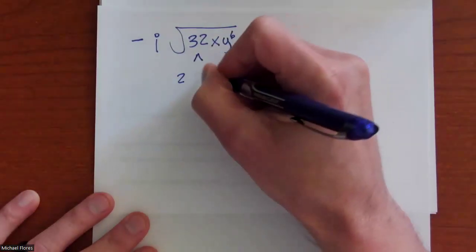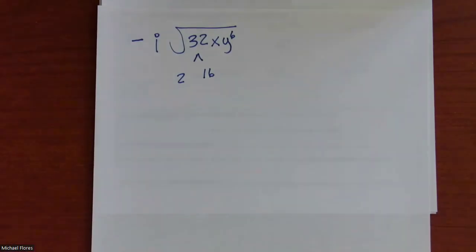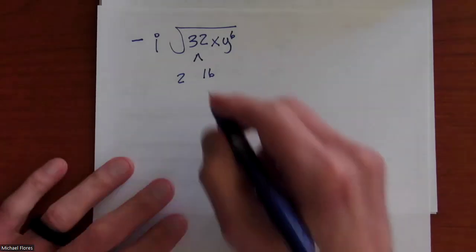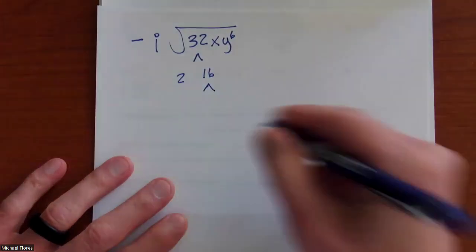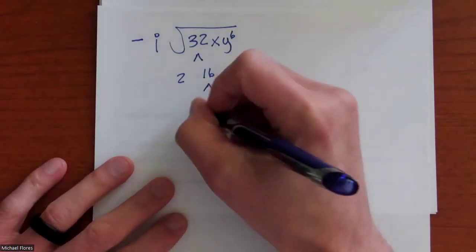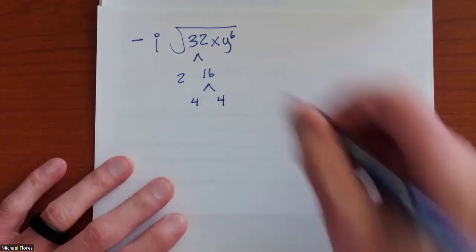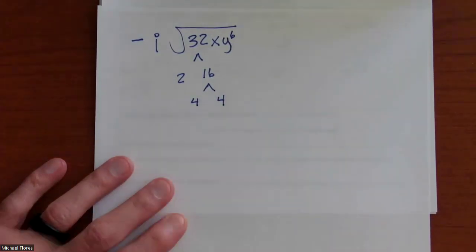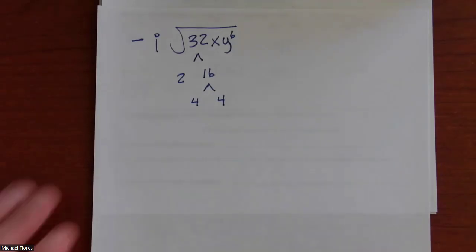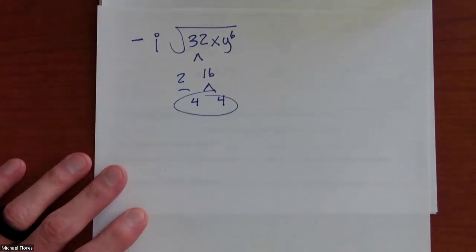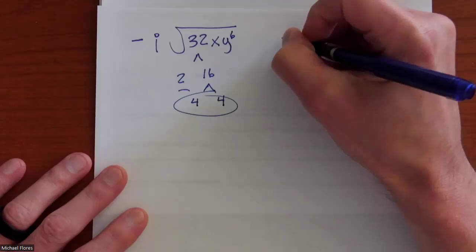2 goes into 32 16 times. And this is where knowing your perfect squares comes in handy. 16 is a perfect square. If you're simplifying these and you see a perfect square, you've hit the jackpot. The square root of 16 is 4. If you have matching numbers here, you stop, you're done, don't do any more. So here's what we have so far.